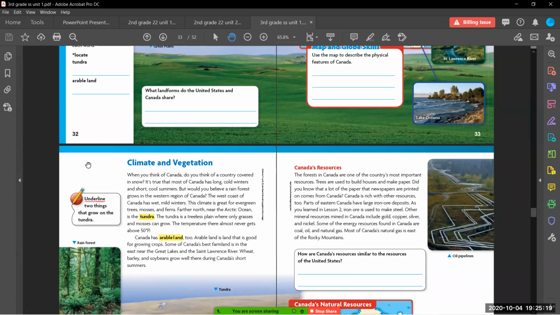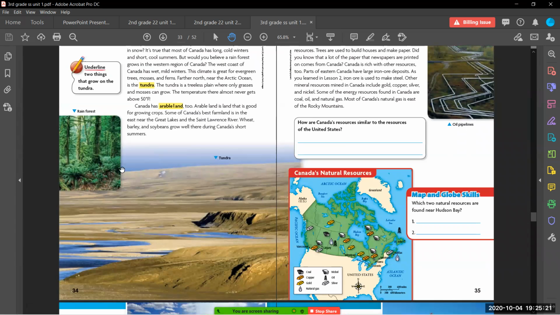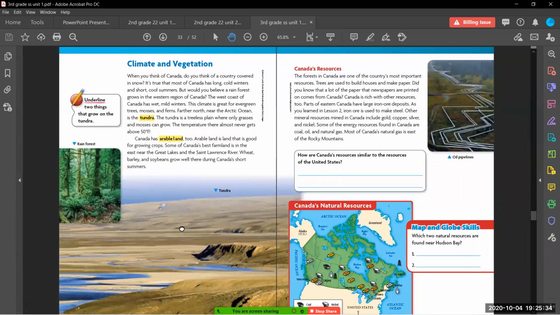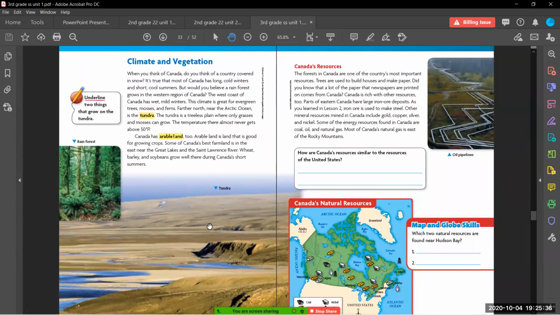And over here, they have a picture of the rainforest for you and a picture of what the tundra looks like. And you can see these are very, very different regions with very different climates. So depending on the part of Canada you're in, you're going to experience very different weather. You're going to see very different things in the land. Let's go on and read about Canada's resources.